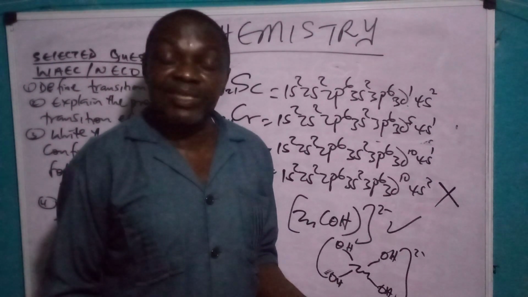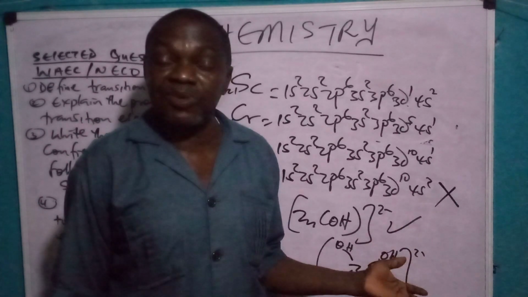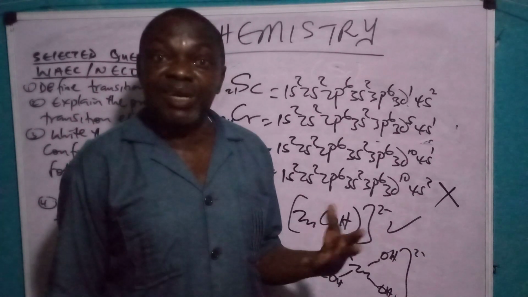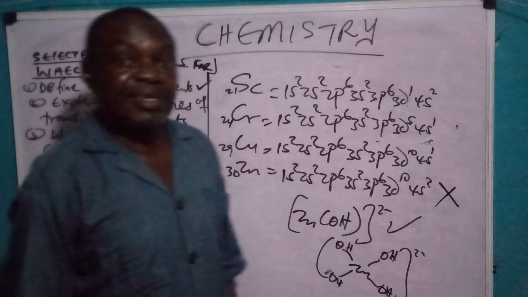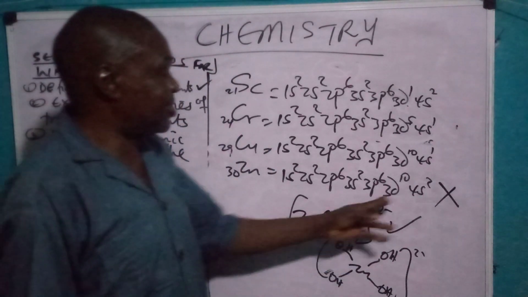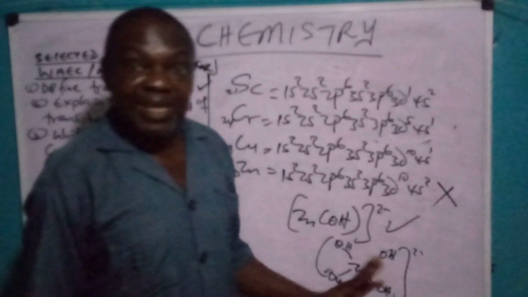The ions are not colored, so it doesn't fulfill all those ones. It's not attracted to a magnetic field and so many others. It doesn't have variable oxidation state. You only have oxidation state of 2 plus, and that is all.